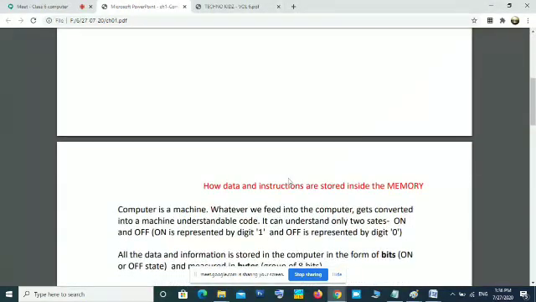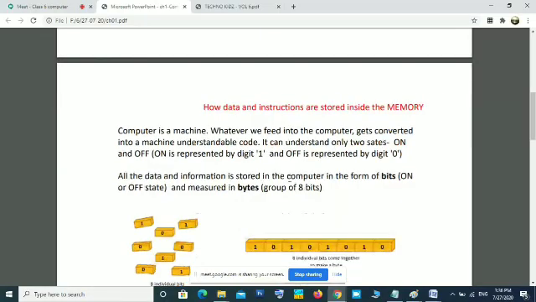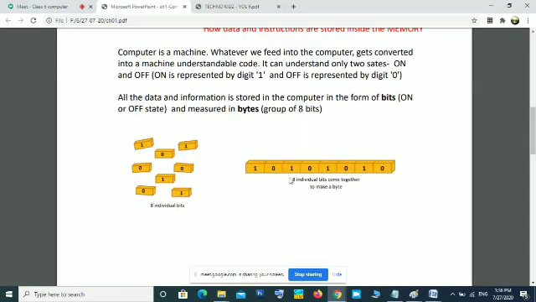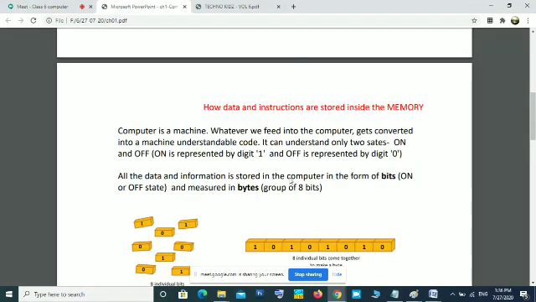The next question is, we want to learn how data or instructions are stored in computer memory. All of you know the computer is a machine. The computer works on electricity or power. There is no ABCD or number inside the computer, only voltage: either voltage, or no voltage. Two conditions are there, on and off.